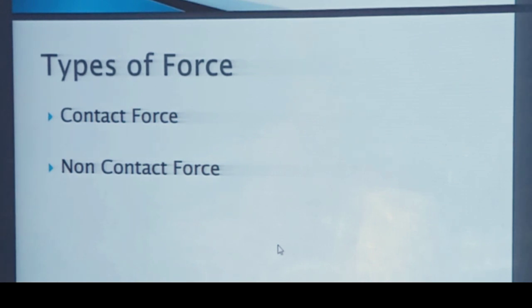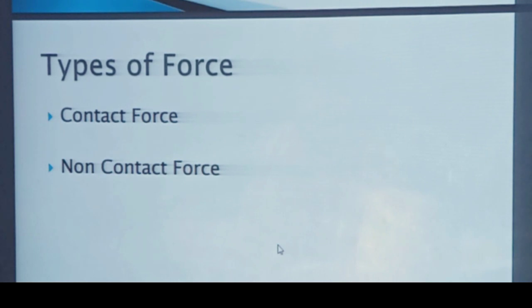Now for non-contact forces, for example, if we are talking about a magnet and a magnetic material, although these two bodies are not in contact, a magnet has the property to attract that magnetic material towards itself. For example, a bar magnet can attract iron and other magnetic material towards itself. So this is an example of non-contact forces.